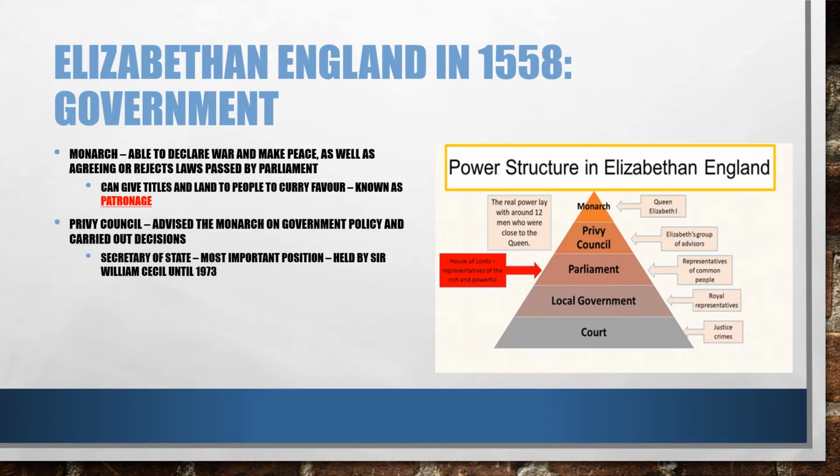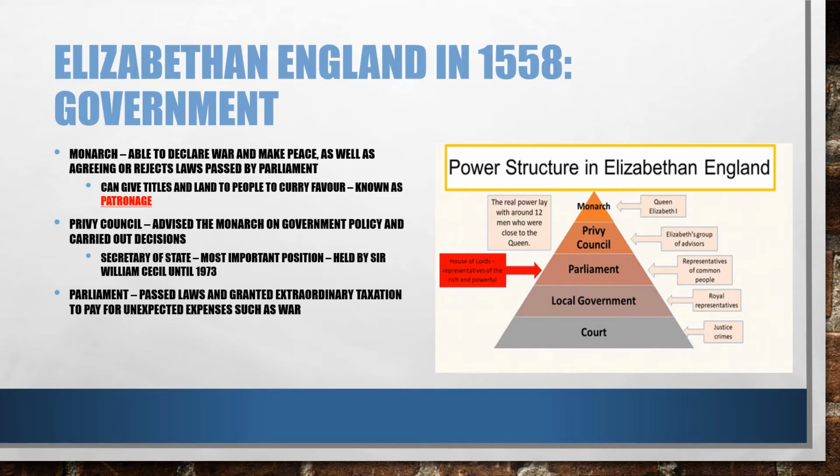The Privy Council are a key core group of advisors that would advise the monarch on government policy and would carry out the decisions that are made by Elizabeth herself. The most important person at this point would be the Secretary of State, and during the Elizabethan period that we're discussing, it was held by Sir William Cecil.